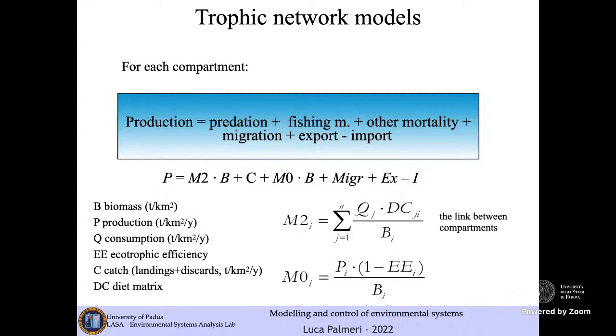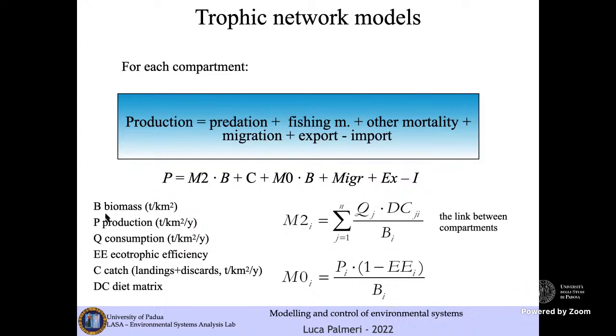How do we build a balanced trophic network model? For each compartment, we have to employ our continuity equation, which says that production is equal to what goes out, and what goes out is equal to what goes in, in terms of predation, fishing, other types of mortality, or migration or export, minus what comes in.